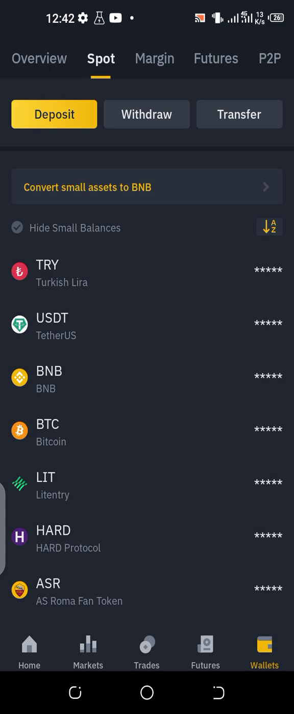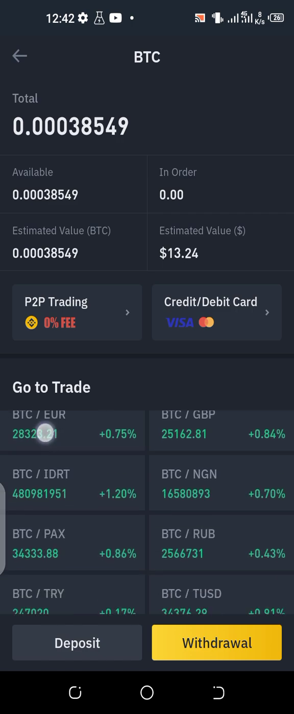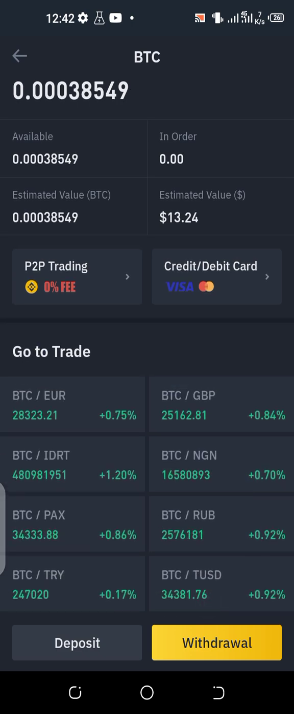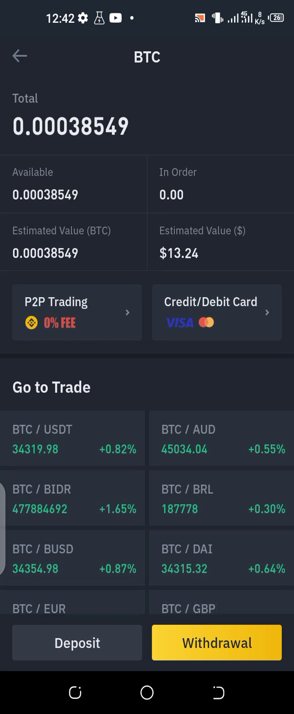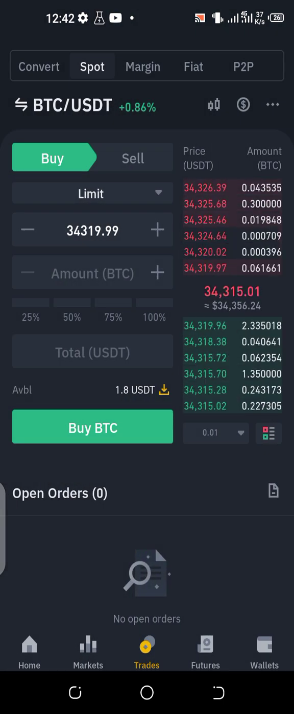under spot, look for BTC, click on it, and then select BTC/USDT. You'll see the different pairs that you can trade BTC, the different currencies with which you can trade BTC there, including NGN and Nigerian Naira, but in this case we're going for USDT, so it's BTC/USDT. That's the other way to get there.